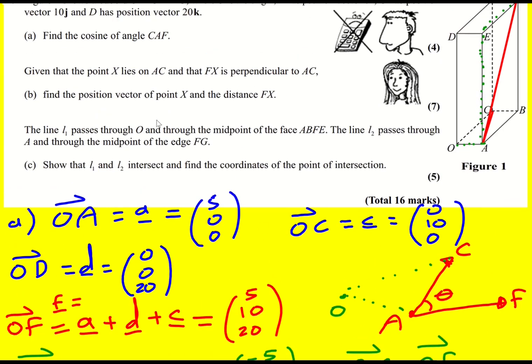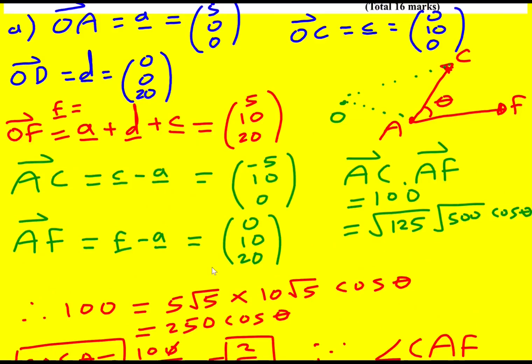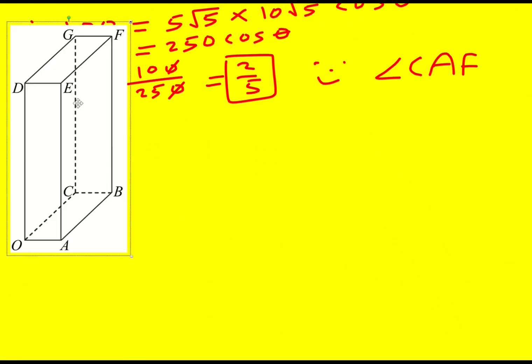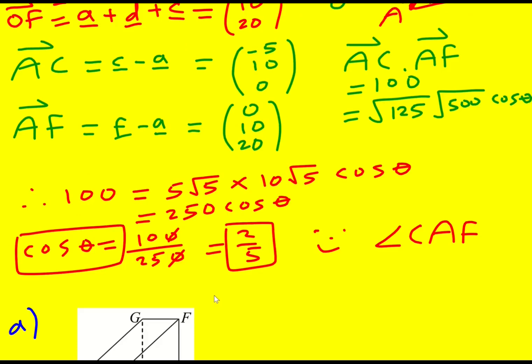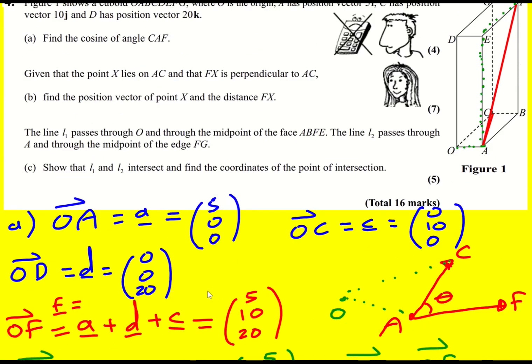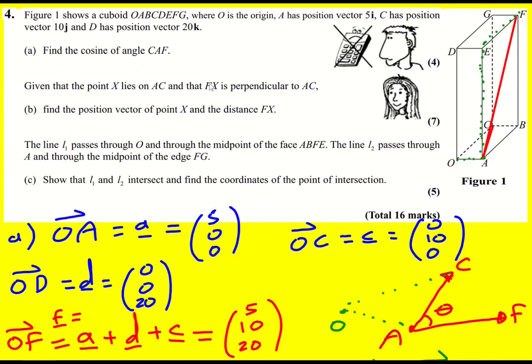In part B, we're told that there's a point X that lies on AC. I'm just going to get another diagram and illustrate this. So let's just put it here for now. And we're also told that FX is perpendicular to AC.